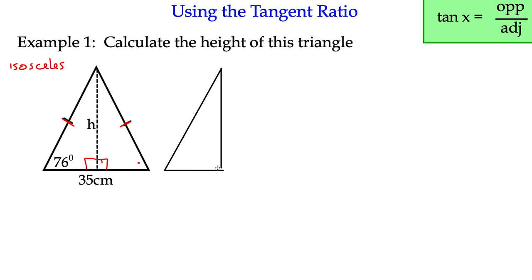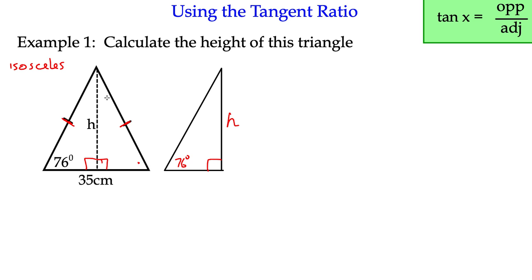And you can see here, there's a right angle. It's almost exactly right, a wee bit sticking out. So here's the right angle, like that. This dotted line, the height, is now this side here, h. We've got 76 degrees in there, so we can write in 76 degrees. And now we've got 35 centimetres all along the base.